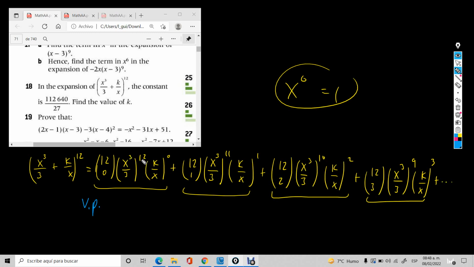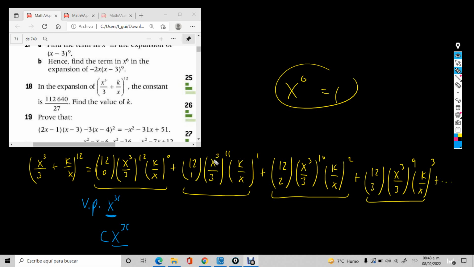When you raise x to the cube to the 12, you're going to have x to the 36, right? And when you raise this to the 0, you're going to have 1. So the variable part of this term is x to the 36. If you don't believe me, simplify this whole thing to its maximum, and you will have some coefficient, I don't care what number, times x to the 36. That's going to be the simplification of this one. That's why I say that the variable part of this term is just x to the 36. Okay?